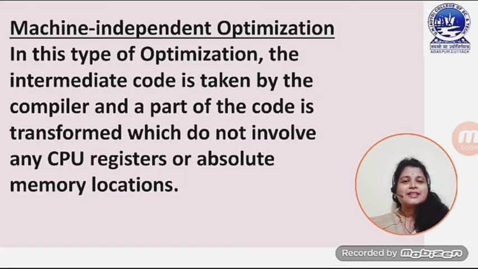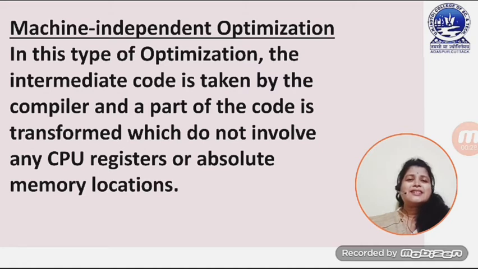Now we will discuss machine independent optimization. Actually, there are various types of system architecture. Suppose you are performing some code optimization on a particular code and that can be implemented in any sort of architecture, then that is called machine independent optimization.